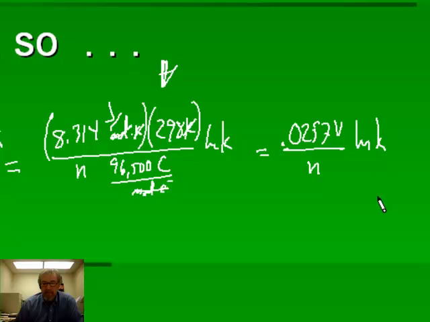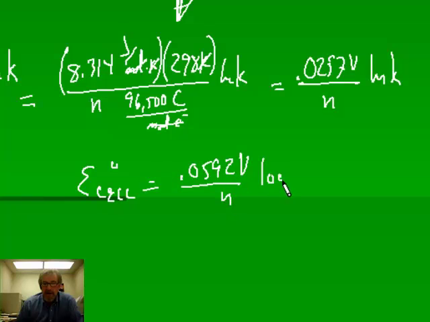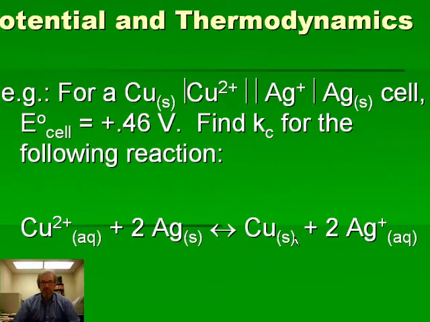Now for traditional units, this is often expressed in base 10 terms. And I'll leave it to you to figure out the math behind this, but you can convert that and you will end up with this expression. E cell naught is equal to 0.0592 volts over n times the base 10 log of K. So both of these are legitimate expressions for E naught cell, but this is the one that's used traditionally in base 10 log units. So let's answer this question.